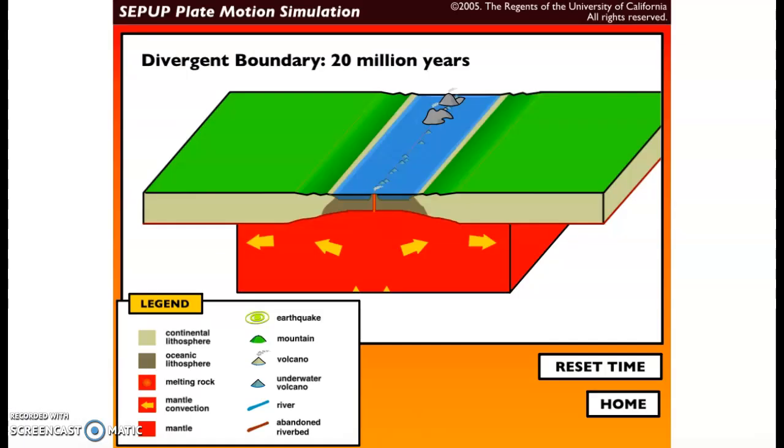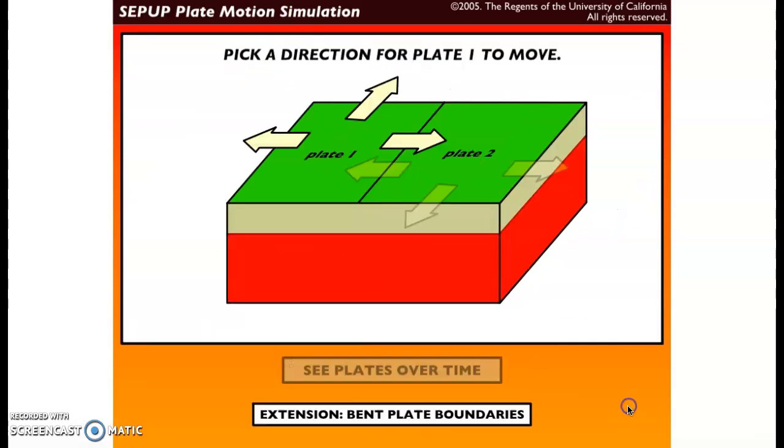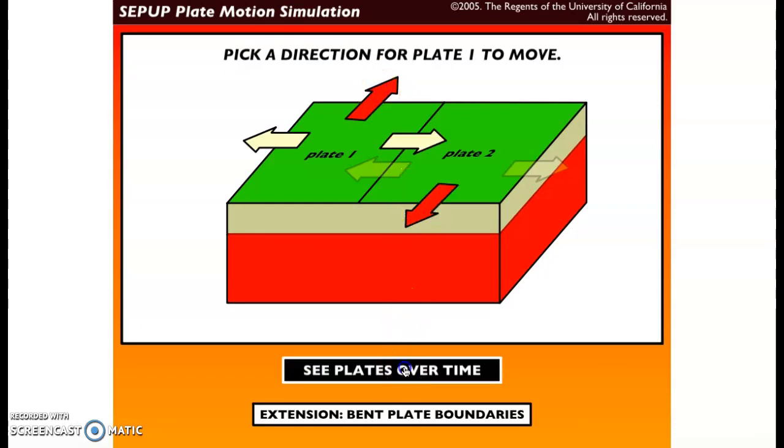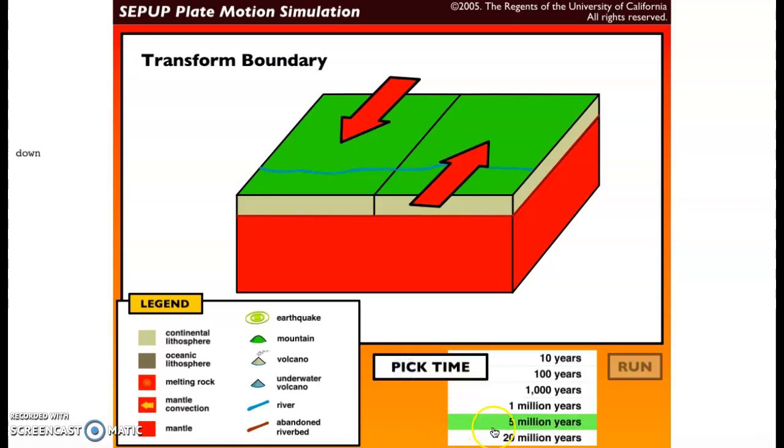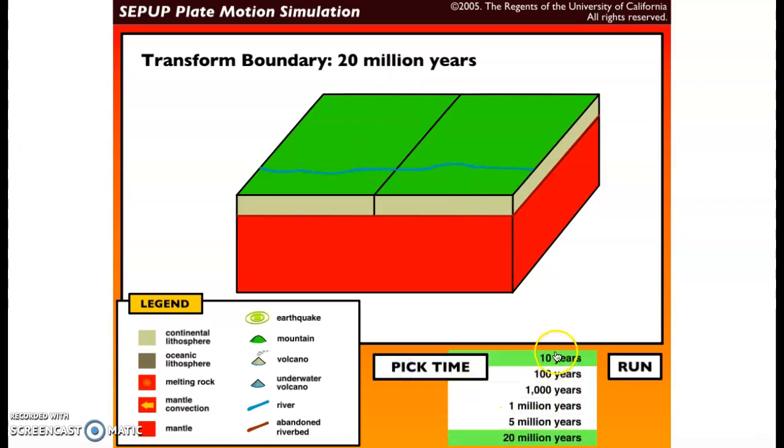So I'm going to go back to my simulation. I'm going to go home. And this time I'm going to choose my up arrow, which highlights my down arrow. And I'm going to click see plates over time. Now for this one, we are not going to work ourselves through. We're going to jump straight to 20 million years because we should have at this point realized that this stuff happens really slow. So it takes a really long time to see a big effect.